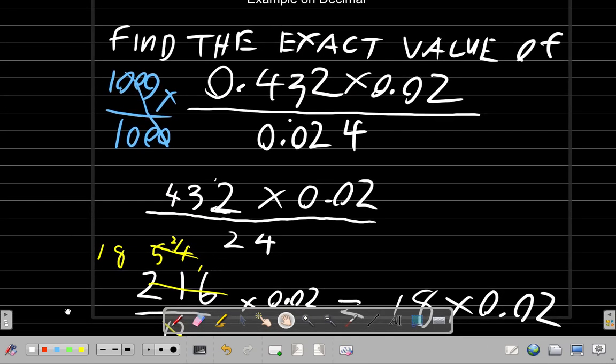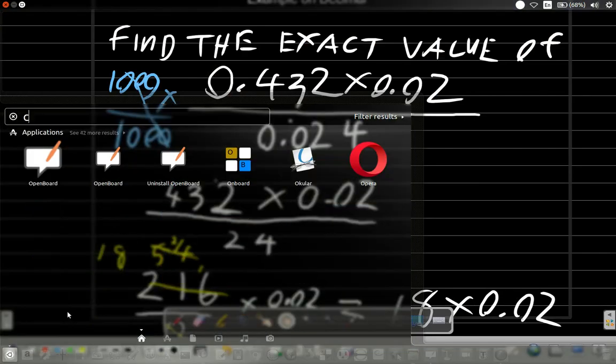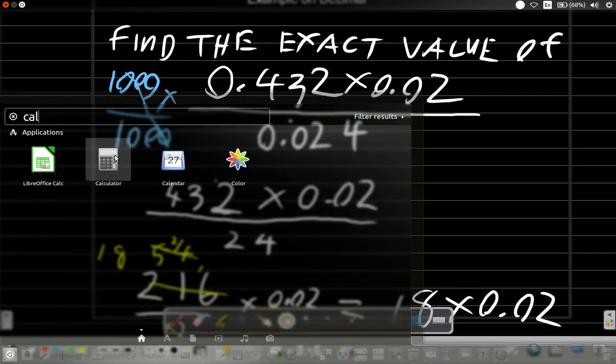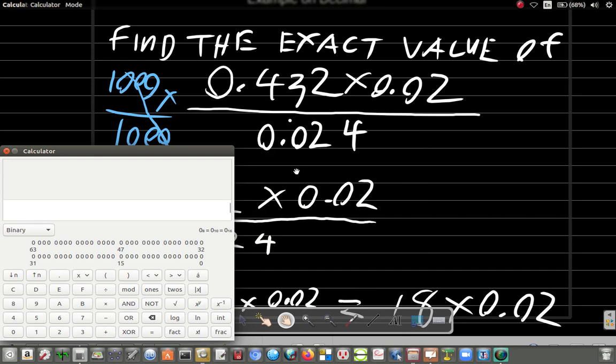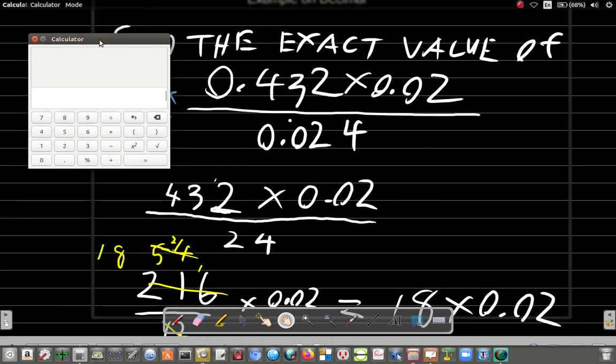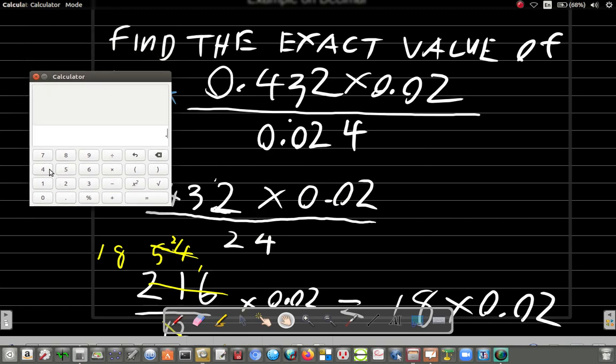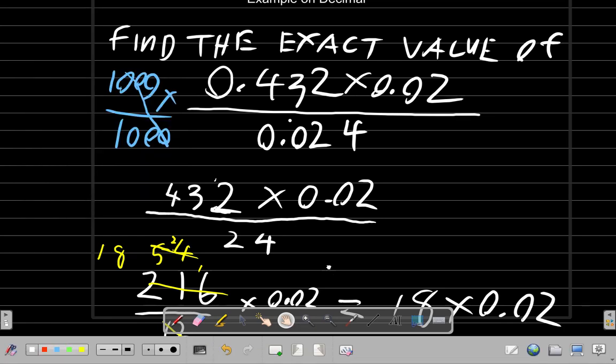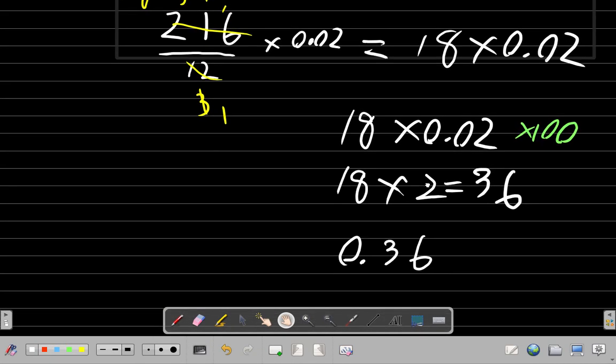Suppose we'd used a calculator. What would we get? Well, let's try it. Let's put the calculator in basic mode. We have 0.432 times 0.02 equals, and that divided by 0.024 equals, we get 0.36. So 0.36 is what we get for that answer.